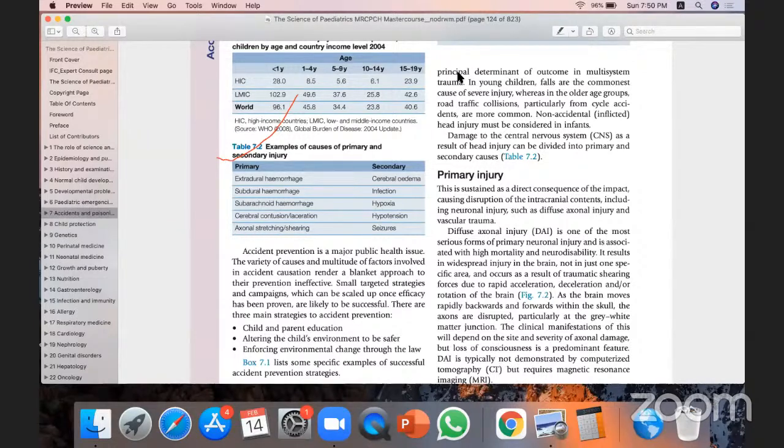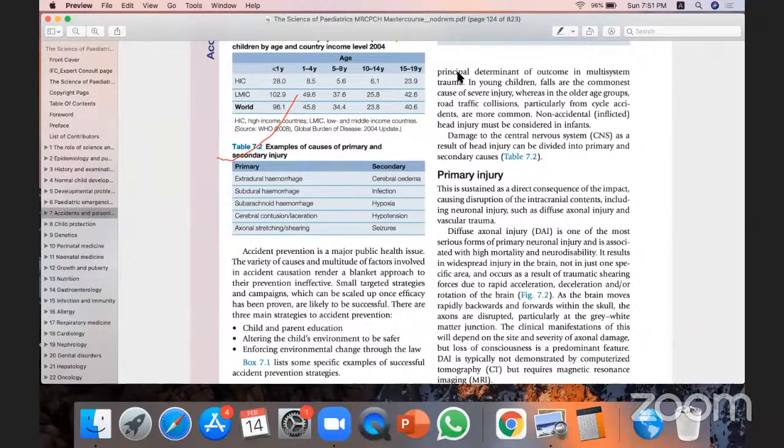Can anyone tell me which one is more dangerous, extradural hemorrhage or subdural hemorrhage? Which has the highest death? You have heard the name lucid interval. Who can tell us what is lucid interval? In which hemorrhage does the patient die early or suddenly? Can anyone? Open mics, please. We want an active discussion.